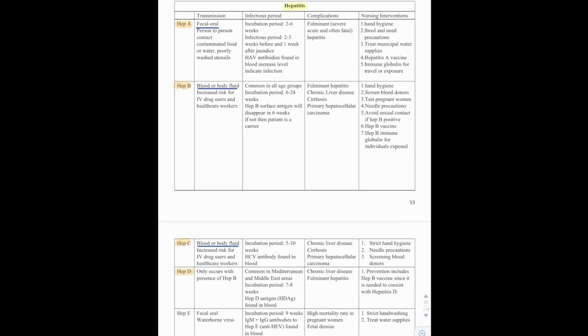So now, hepatitis D is interesting because it only occurs with the presence of hepatitis B. It's common in Mediterranean and Middle Eastern areas, has an incubation period of 7 to 8 weeks, and we will see a hepatitis D antigen found in the blood. Our complications again are fulminant hepatitis and chronic liver disease, and nursing interventions are prevention, which includes the hepatitis B vaccine, since hepatitis D also needs to coexist with hepatitis B.